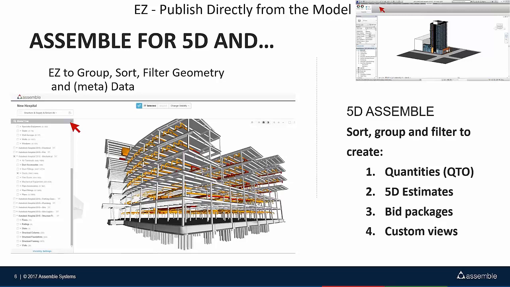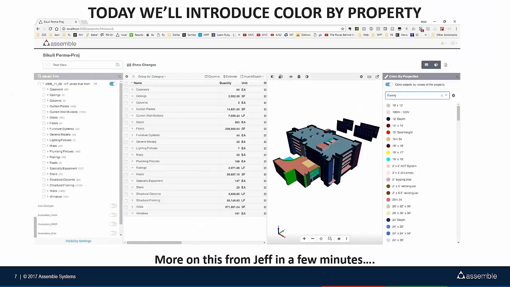Today we'll show for the first time a new capability in Assemble called color by property. I'll let Jeff share more about this, and we can take questions after. This color by property will be on all your Assemble projects soon, in approximately 30 days. And now I'd like to turn the discussion over to our expert in these matters, Jeff Pinheiro of Turner.